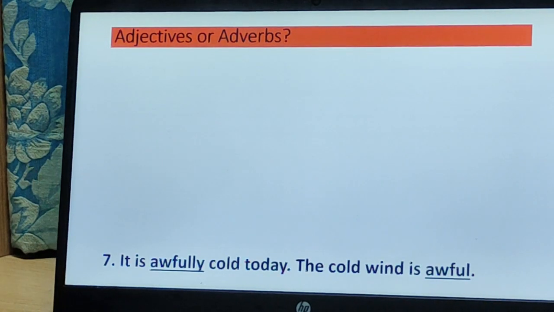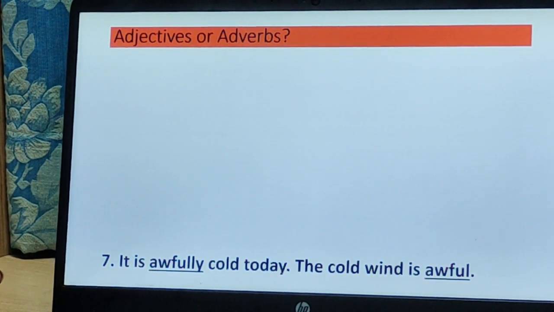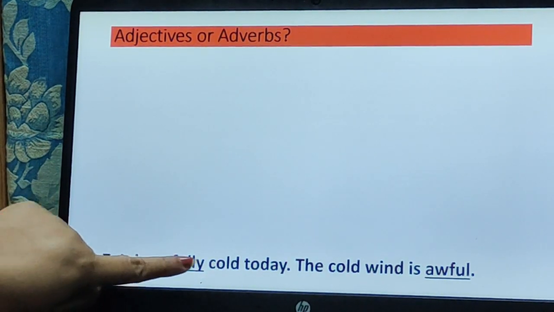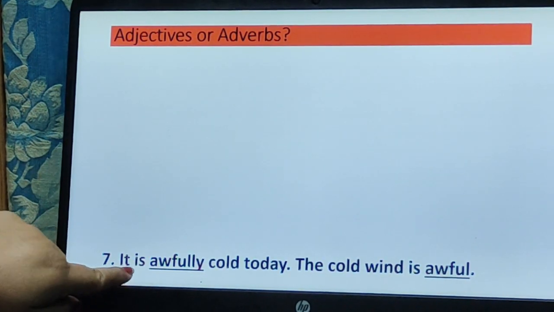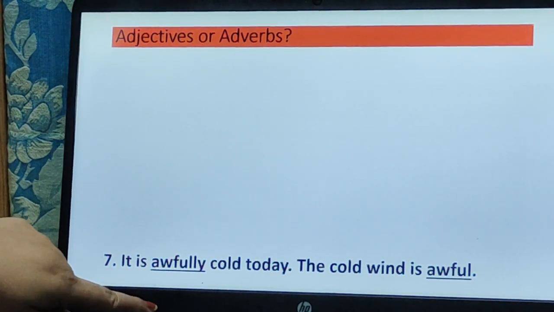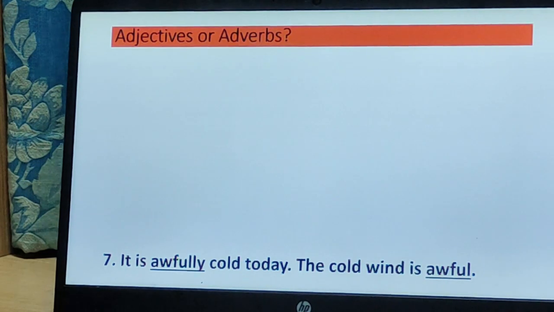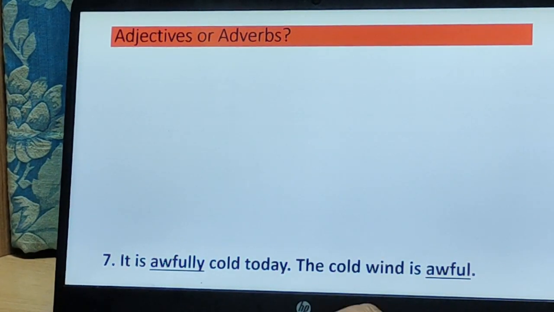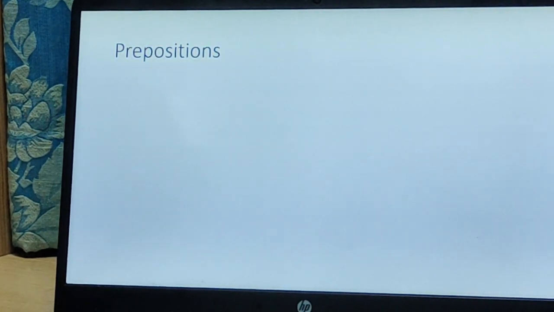So, one more of course is there. It is awfully cold today. The cold wind is awful. The awfully, how, it is awfully cold. How cold is it? Alright. So here it is describing how cold it is. Cold is an adjective, and hence this one is an adverb. Furthermore, it's ending in ly. And of course, awful is an adjective.